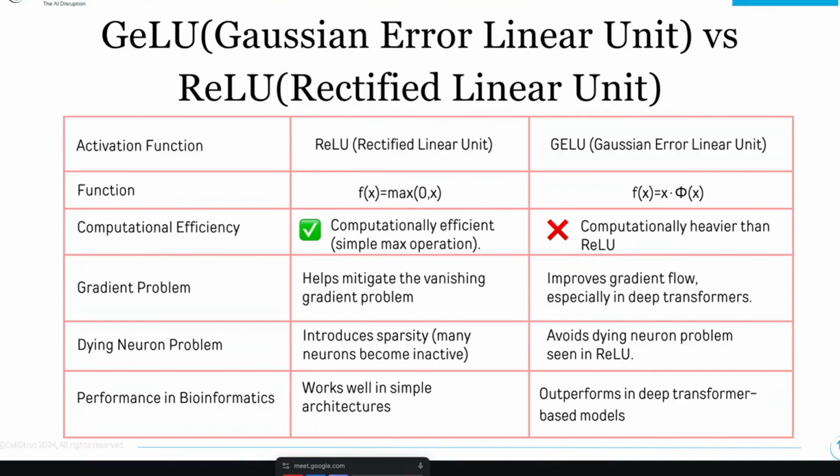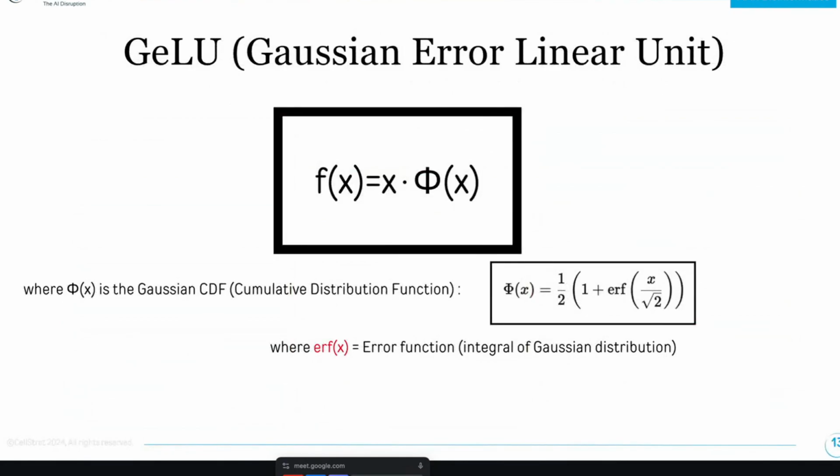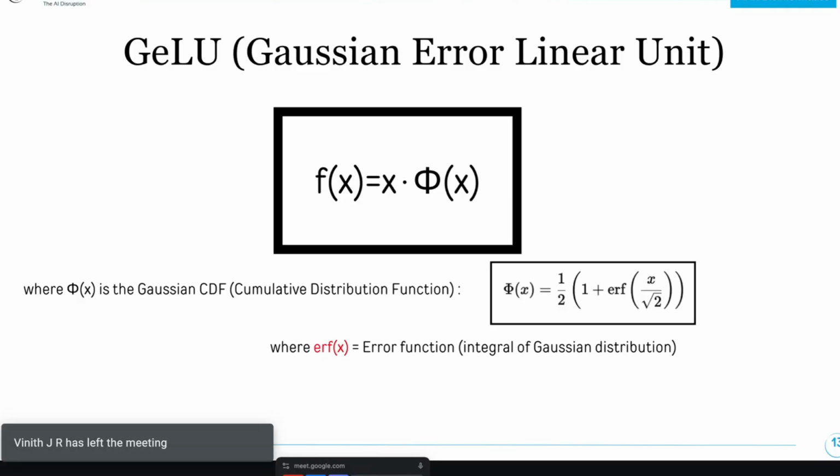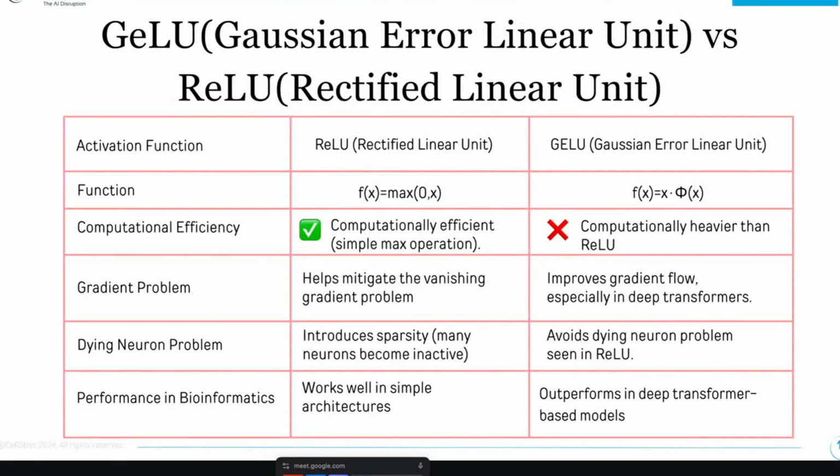Then the next one is computational efficiency. A ReLU function is simple and very computationally efficient. But the downside of GLU sometimes can be that it is computationally heavier, because you have an error function to calculate, you have x by root 2 to calculate, and you have to multiply it, add 1 and multiply it by half. So there is a lot of computational intensity involved when calculating the GLU function.